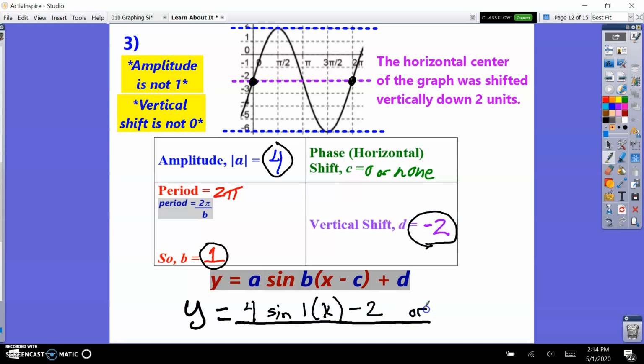So the only change that you might make is to get rid of the 1. So 4 sine of x minus 2. Done. Okay.